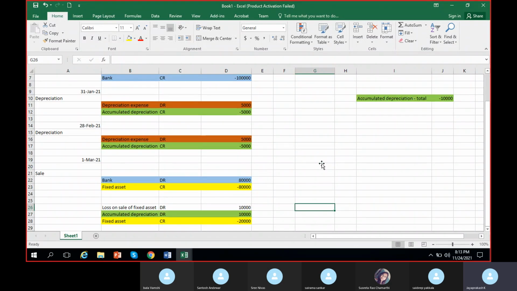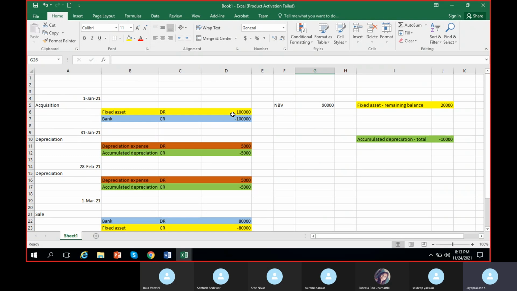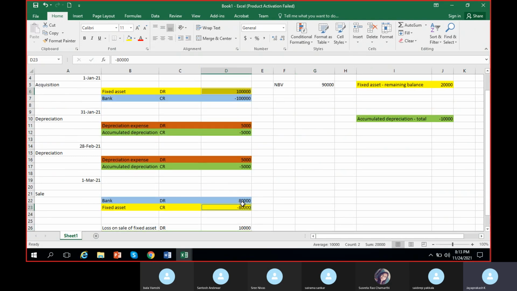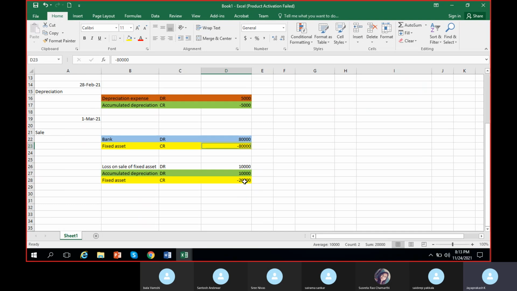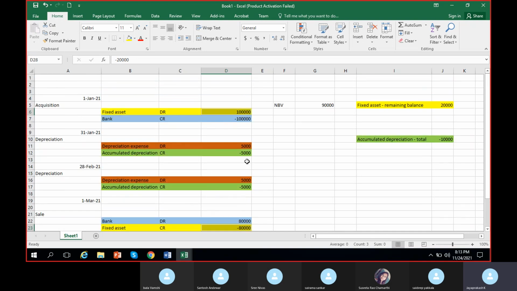So now when you see them clearly, the fixed asset account was acquired for 10,000, sold for 80,000, and there is a deduction in the fixed asset account. One is a loss and another one is depreciation. So you can see it as accumulated depreciation. You can see the fixed asset account is totally becoming zero now. Completely, the fixed asset is not existing in the balance sheet at all because you have sold it.